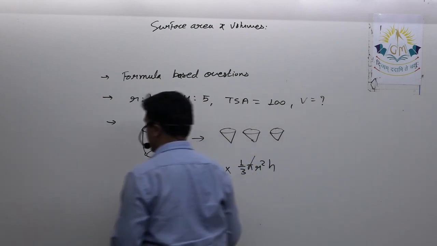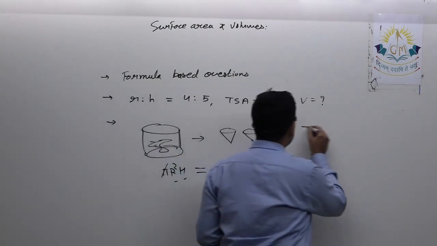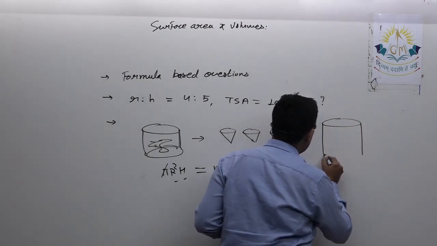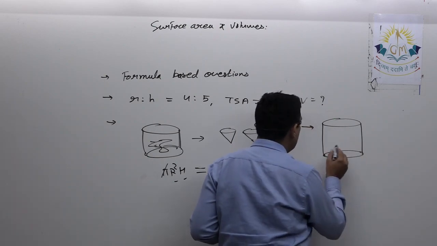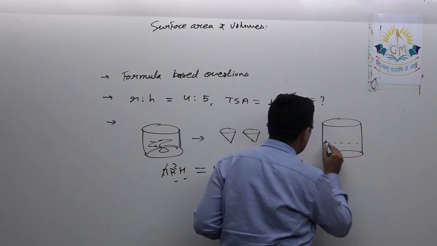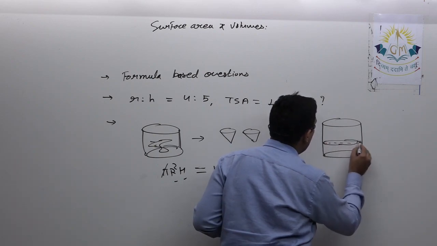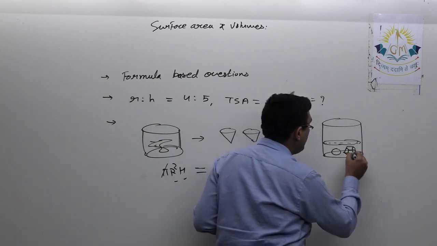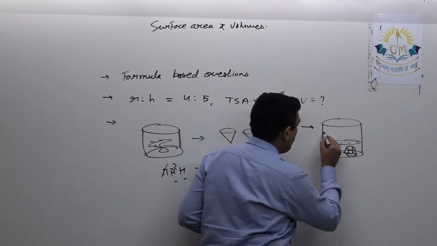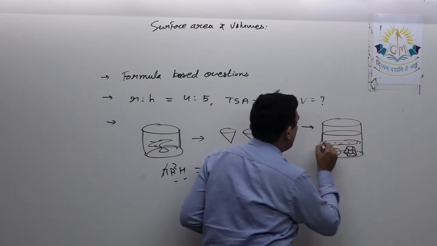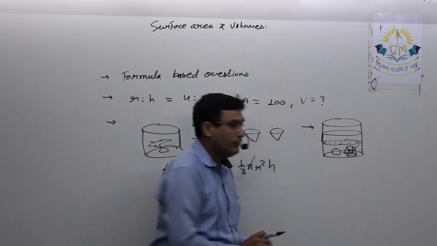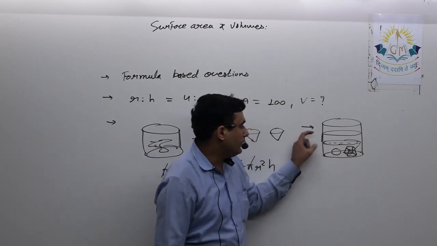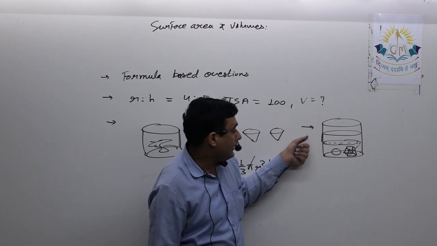Now the next type of question, again a comparison, is something like this: there is a cylinder filled with water up to a height, and that height will be given to you. Now a sphere or a smaller cube is dropped into this. The volume of the cube or the sphere is given to you, and they will ask you to find the increase in height.